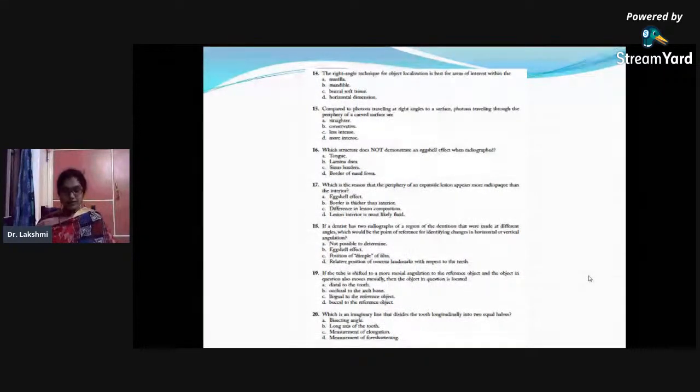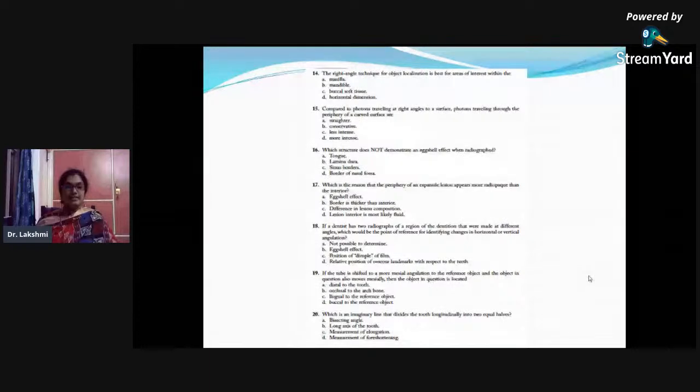Okay. So coming to 19th question, if the tube is shifted to a more mesial angulation to the reference object and the object in question also moves mesially, then the object in question is located, that is C, lingual to the reference object. Okay, this is called a SLOB technique. Okay, same side lingual, opposite buccal, that means. So this is the chapter after the next chapter wherein we will learn everything in detail about intraoral radiographic techniques and positions. Okay, so 19th answer is C.